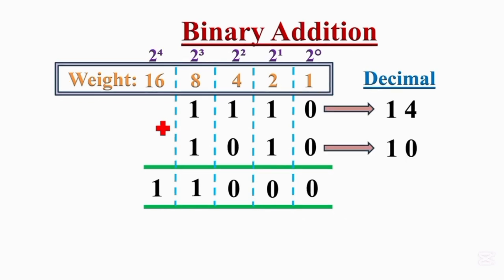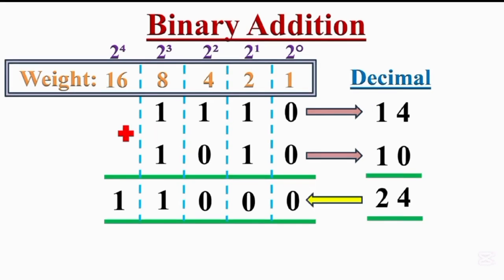Next, let's add the second binary number. 8 plus 0 plus 2 plus 0 is equal to 10. The decimal number for 0101 is 10. Let's add the first and second decimal numbers. 14 plus 10 is equal to 24. 16 plus 8 is equal to 24. That means our computation is correct.